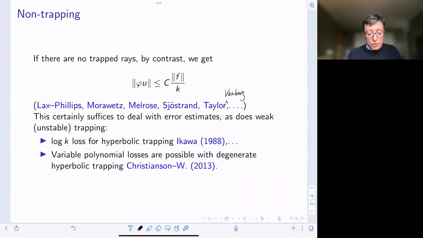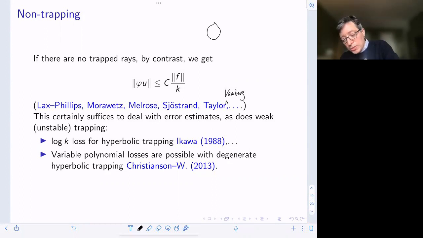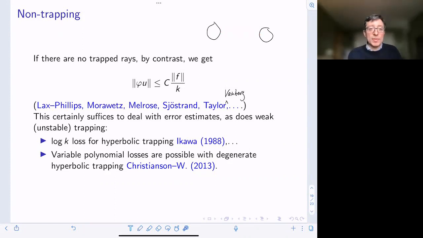Okay. So what other situations can we deal with? Well, this is a whole industry, and I'm not going to get too deep into this. If you have, for example, two convex obstacles sufficiently far apart, it's a famous theorem of Ikawa that while there's a trapped trajectory that bounces back and forth between them, because it's so unstable, you only lose just a little, a logarithm, relative to this non-trapping estimate. So that's certainly still polynomially bounded.